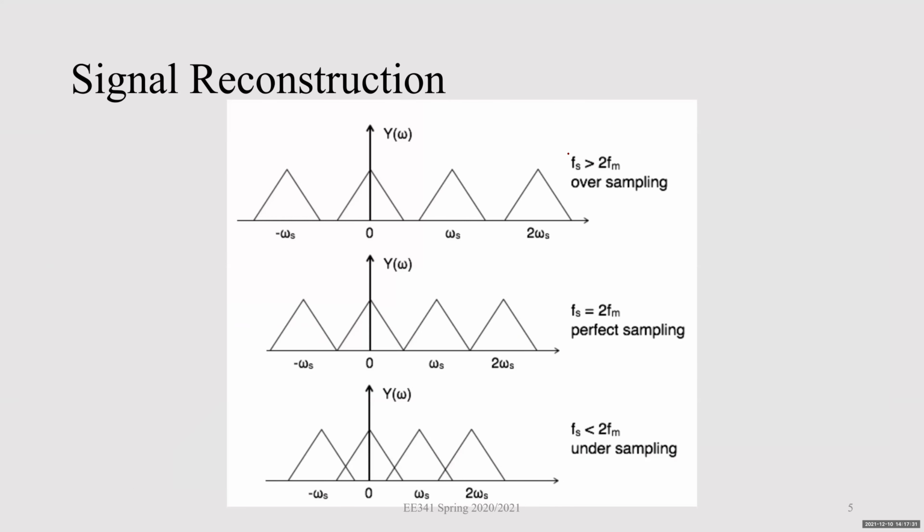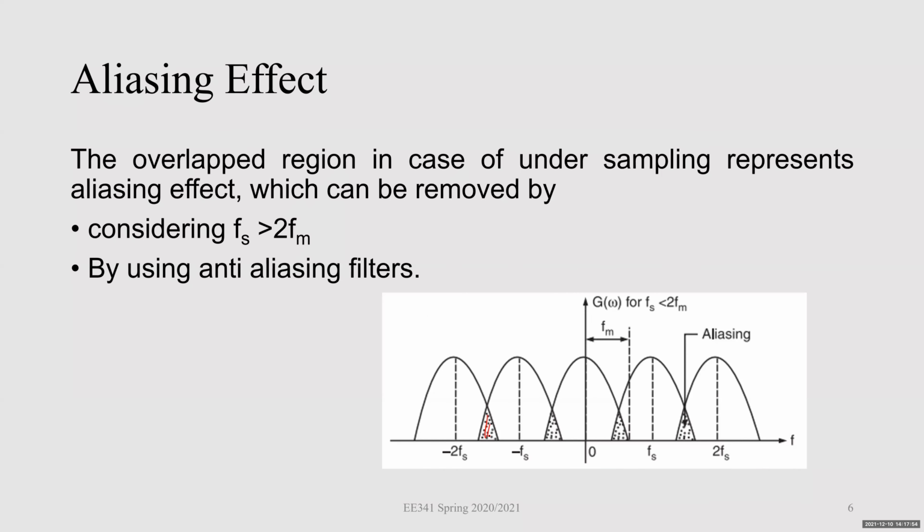So if the condition fs should be greater than or equal to 2 fm is not satisfied... if it is greater than 2 fm, then this will be oversampling. If this is equal to 2 fm, this is perfect sampling. But if it is less than 2 fm, then you see this information is lost. And when you lose this information, this effect is known as aliasing, and you can avoid aliasing by considering this condition or using anti-aliasing filters.